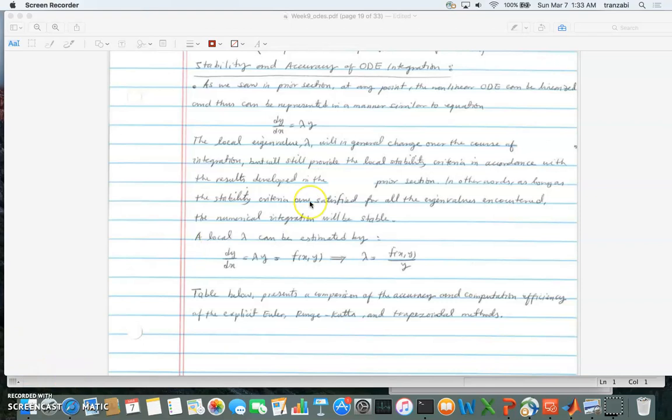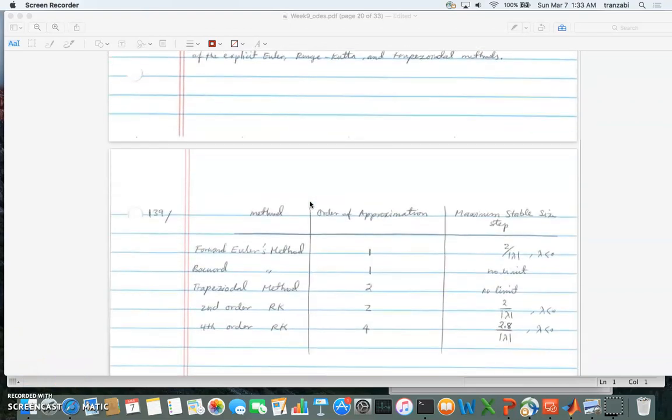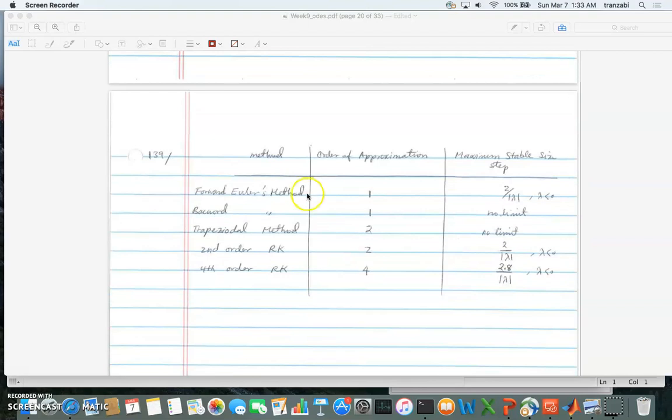Okay, so now if we compare all of them in a table, we can have something like this. Let's say we have the methods in the first column: forward Euler, backward Euler, trapezoidal method, RK2, and RK4. This is the order of approximation. 1 here means O(delta x), 2 means O(delta x squared). We know that the trapezoidal method and RK2 are both second order methods. And 4 means O(delta x to the fourth power), which means RK4 is fourth order.